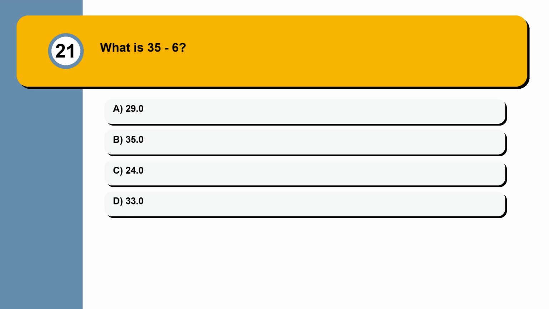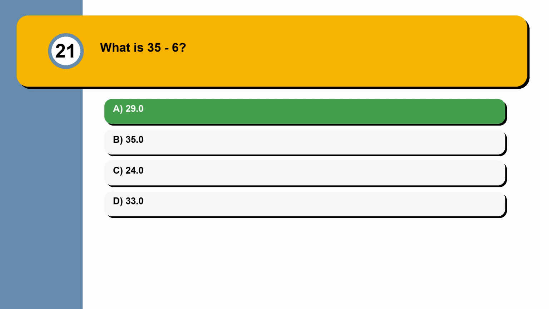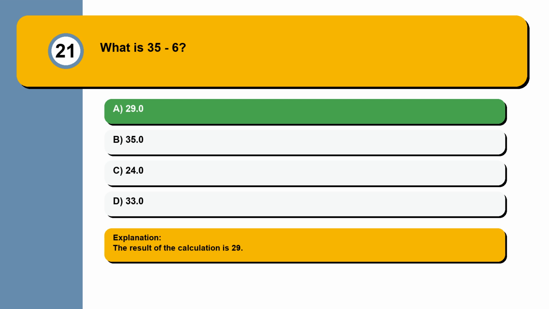Question 21. What is 35 to 6? 29, 35, 24, 33. The result of the calculation is 29.